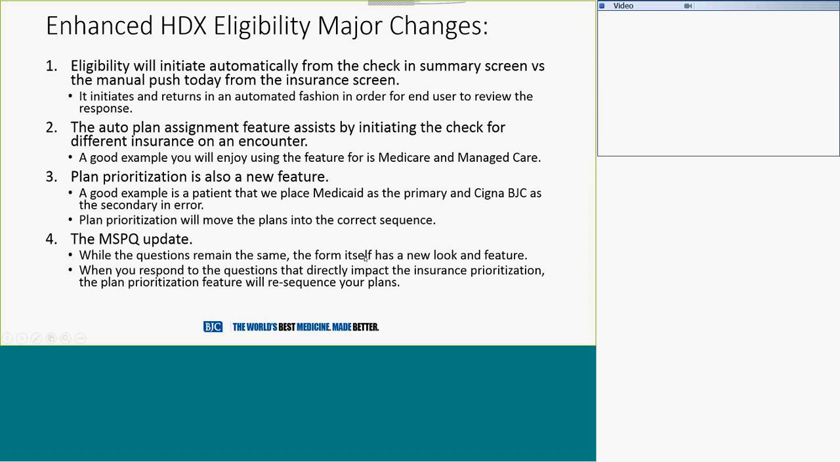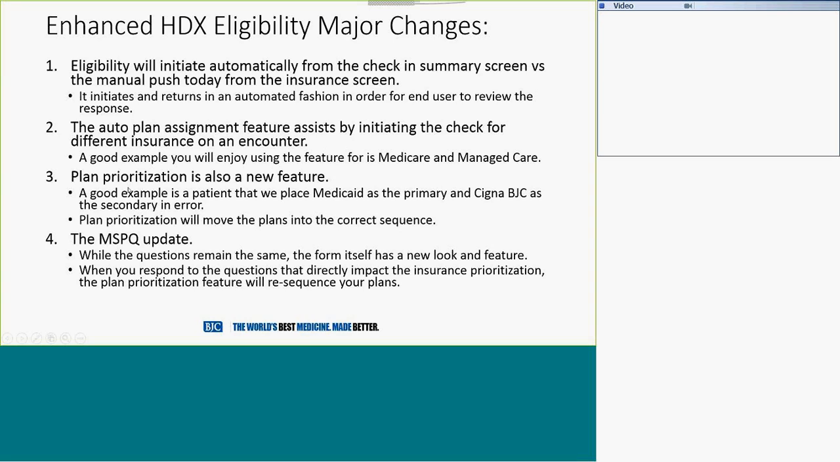Here is a list of just some of the major changes that you're going to see in Soarian. Number 1, eligibility will initiate automatically from your check-in summary form instead of having to do a manual push today. It initiates and returns in an automated fashion in order for the end user to review the response, so you won't have to click to get it to initiate. Number 2, the auto claim assignment feature assists by initiating the check for different insurance on an encounter. A good example you're going to see is for Medicare and Medicare. So we'll show you how that looks.